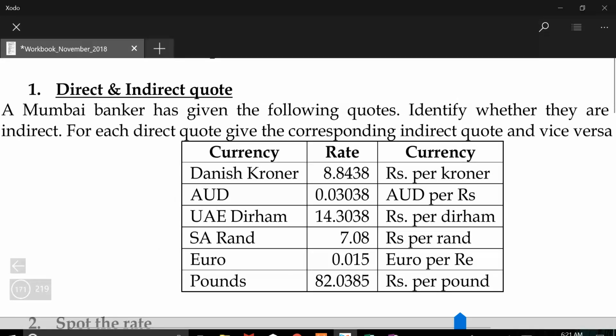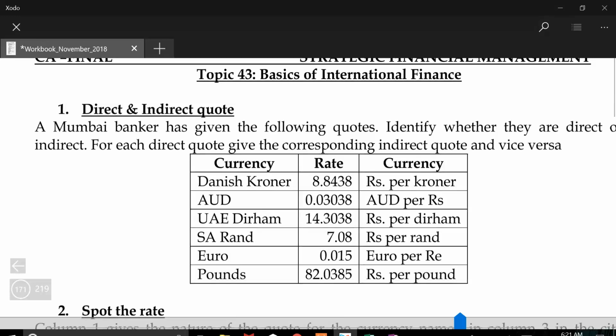A Mumbai banker has given the following quotes. Identify whether they are direct or indirect. For each direct quote, give the corresponding indirect quote and vice versa. So the quotes have been given in India. First, I have to identify whether they are direct quote or indirect quote. And after finding that, if it's direct, I want the indirect; if it's indirect, I want the direct. That's the requirement of the question. I'll take you through two quotes. The balance you will quickly complete.